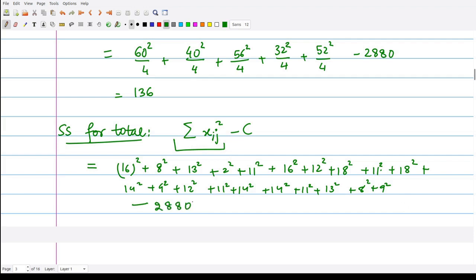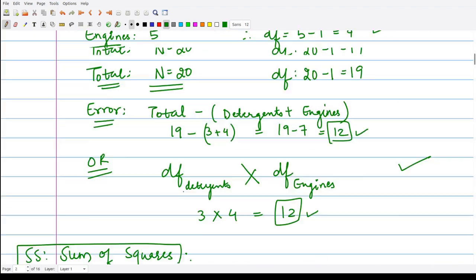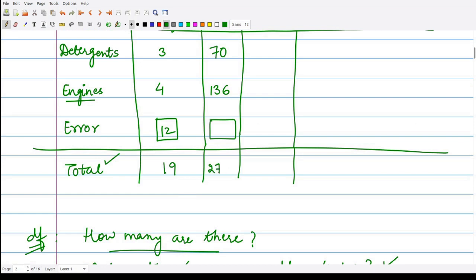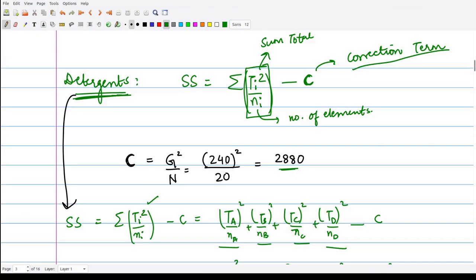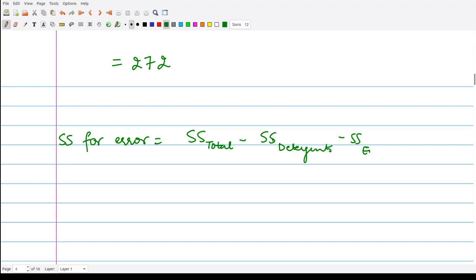So when you solve this, obviously you will use a calculator. When you solve this value, it comes out to be 272. So we'll write this value into our table. So it's 272. Now for error, how can we calculate it? It is simple. SS for error would be SS for total minus SS for detergents minus SS for engines, right?